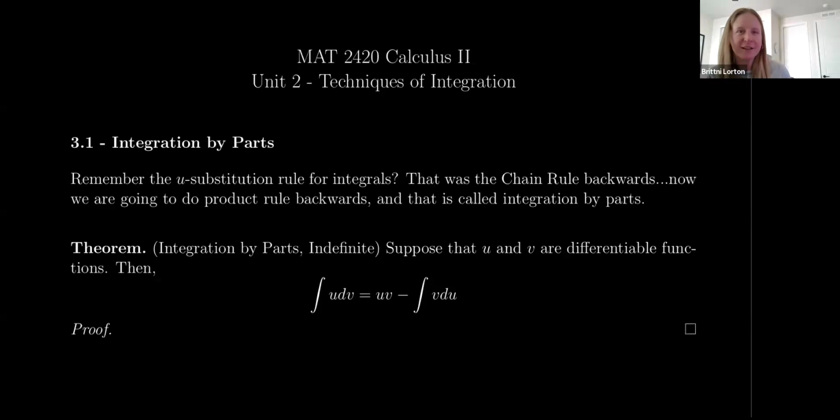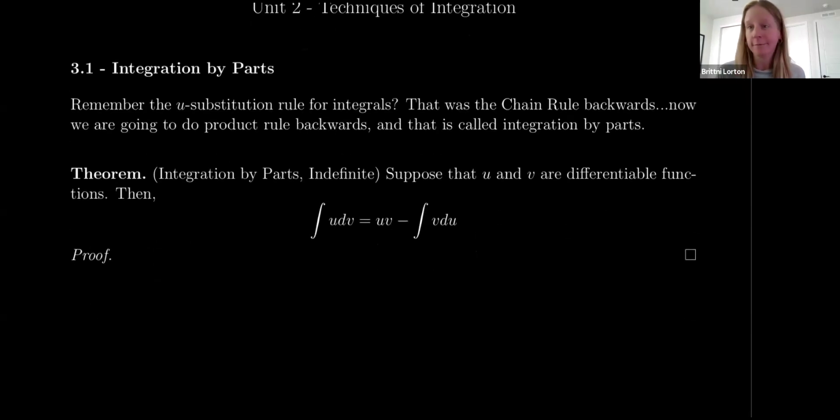All right. Hi, everyone. Let's start unit 2 in Calc 2, which is going to be all about techniques of integration. Tons of different ways to do antiderivatives. That's what we're going to focus on. So starting off with 3.1, which is integration by parts.